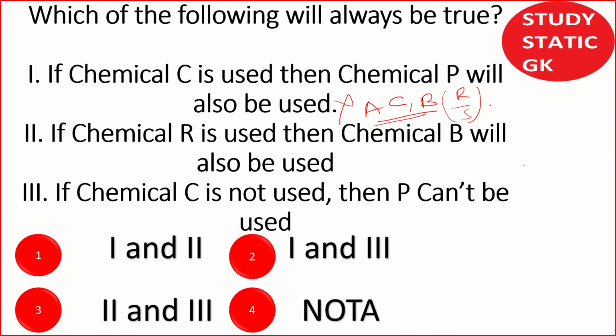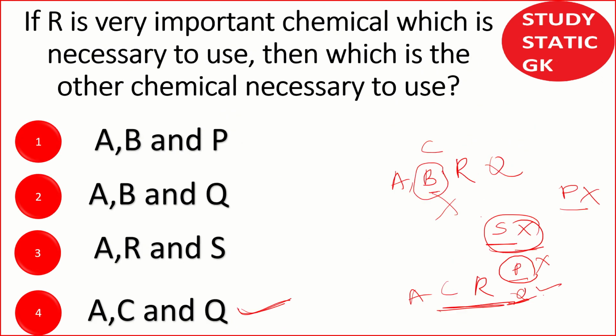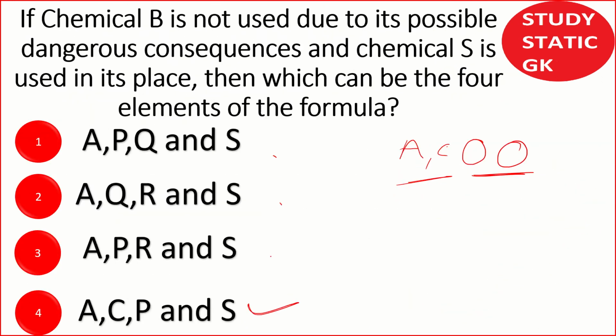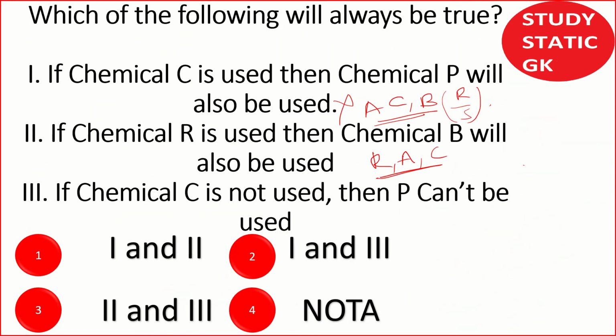So this is not. Again, if a chemical R is used, then chemical P will also be used. So without B, R is used, right? Without B, we'll try to find out. So A and C is there. So if R is there, S should not be there. If C is there, P should not be there, right? Q should not be there. So P may be there. So P may be present, right? So here R, A, C, P, B will also be used. So without B also we are able to find out. So this is not always true.